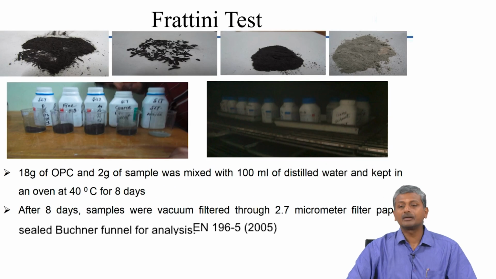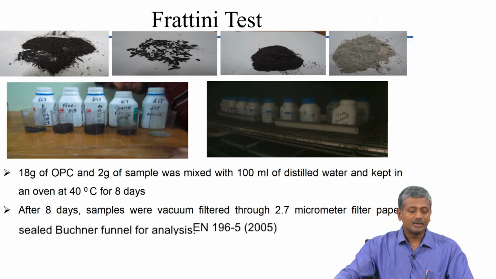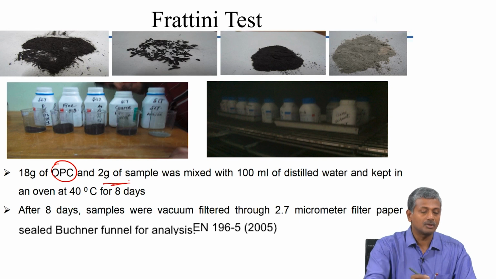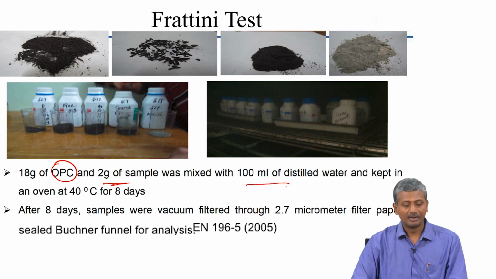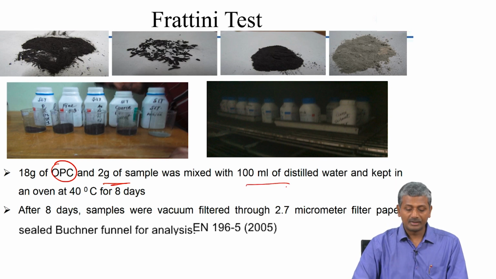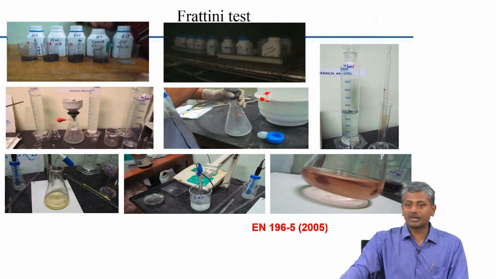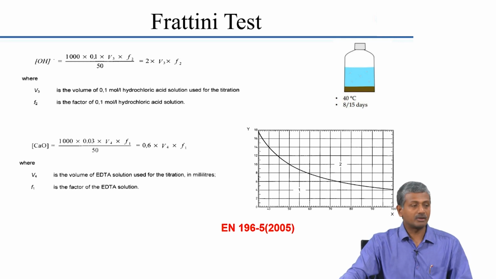The Frattini test is a chemical test which is performed to see how much of the lime can be bound by your silica in the pozzolanic system. Again, you can go through the details where you basically use a cement based system, 18 grams of Portland cement and 2 grams of your pozzolanic sample are used and mixed with 100 milliliters of distilled water, and then after 8 days at 40 degrees this sample is vacuum filtered through a filter paper, and then you determine the amount of calcium and hydroxyl ions in your solution. There is a lot of chemistry here, but you can read this on your own.